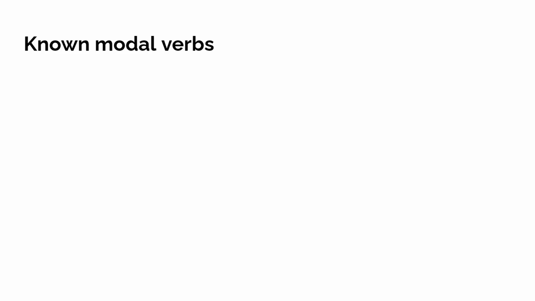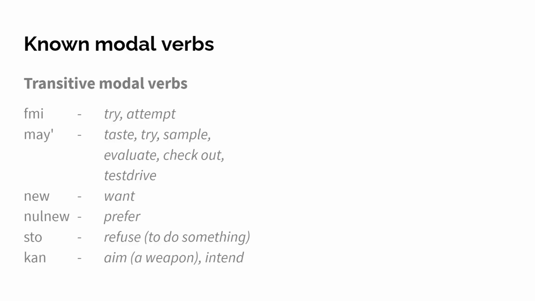So, it's important to notice that you cannot use just every verb as a modal verb just because it works like this in English. You can only use verbs as a modal verb if they are in the dictionary as a modal verb. So here are all known modal verbs. First, we have transitive modal verbs. Fmi, to try, attempt. Mai, to taste, to try, sample, evaluate, and so on. Neo, to want. No neo, it obviously comes from neo, so more want, to prefer. Sto, to refuse to do something. Can mean both, to aim a weapon if you use it as a transitive verb, or if you use it as a modal verb, then it means to intend to do something.